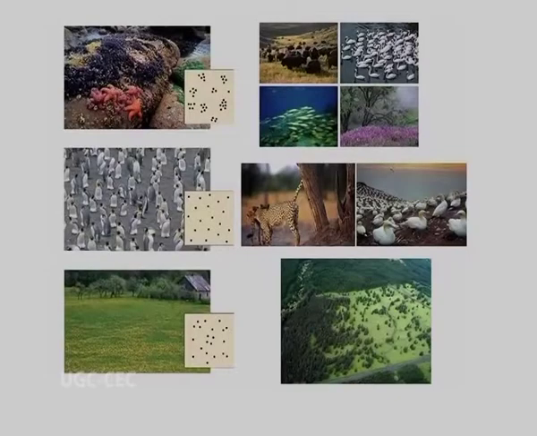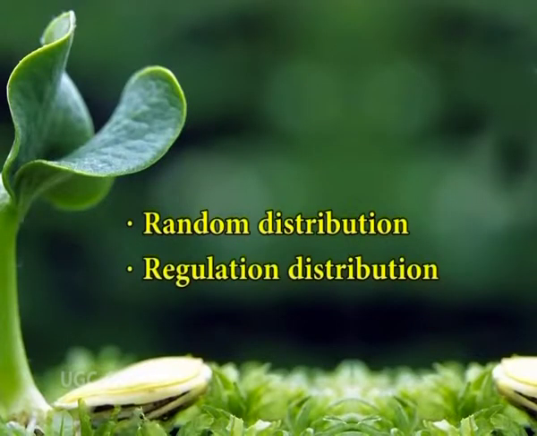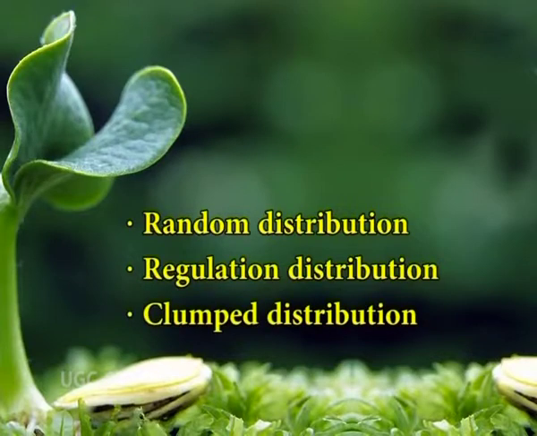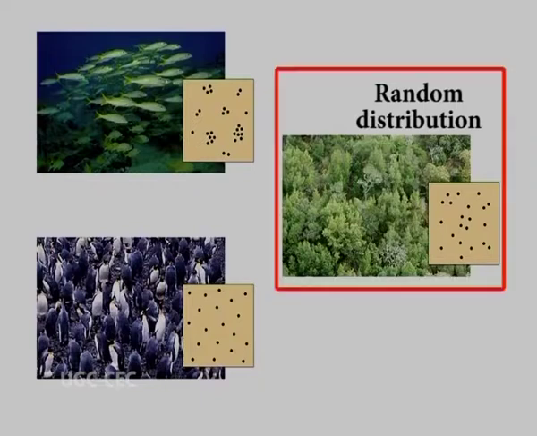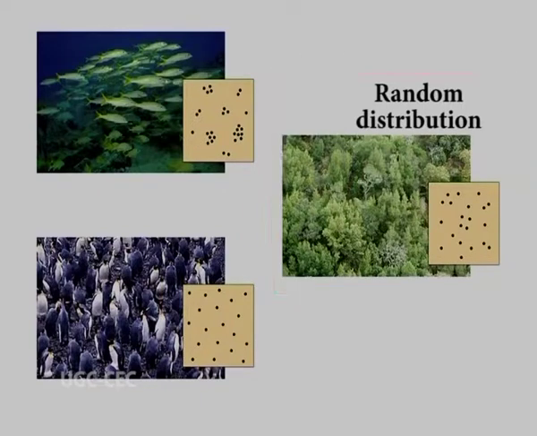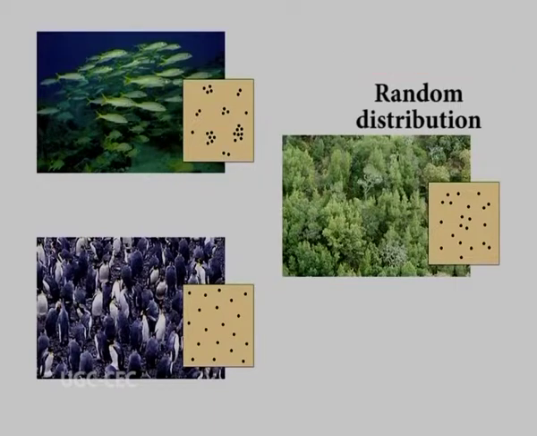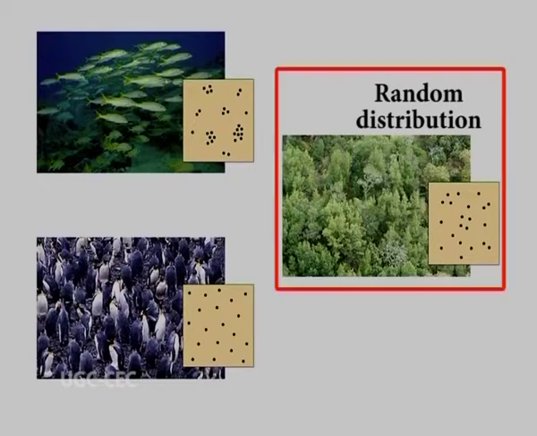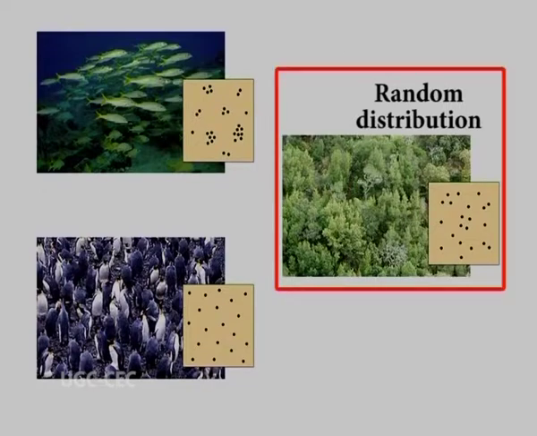There are three main patterns of distribution that are observed among the individuals in a population. These are random distribution, regular distribution, and clumped distribution. Random distribution is the pattern of distribution of individuals in a population in which each of the individual members is equally likely to be present in any place within the boundary that limits the population.